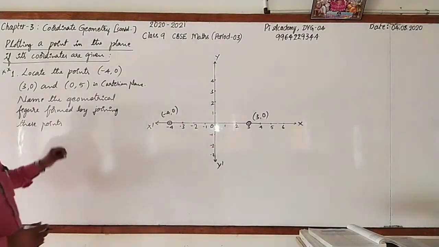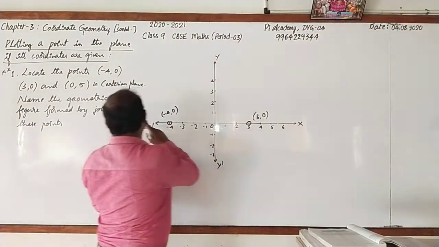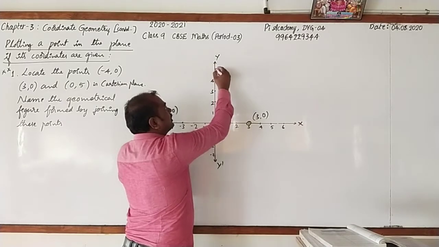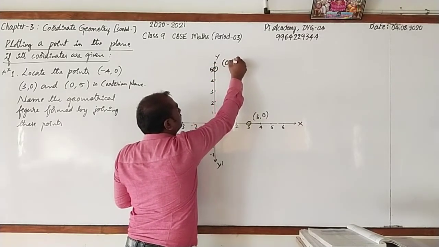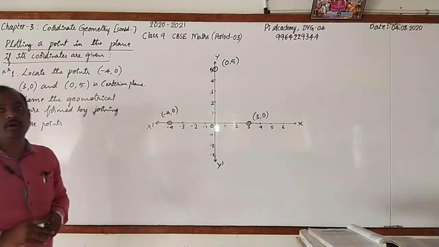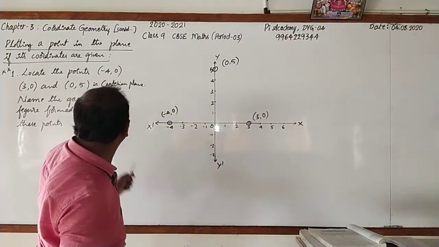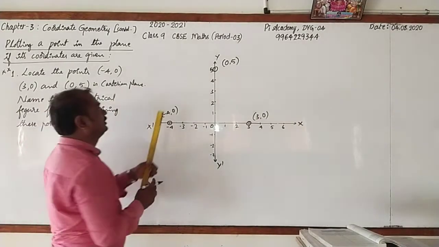Next, (0, 5). The point should lie on the y-axis. (0, 5). That comes here. I am going to mark it. It is (0, 5). Now we have located all the 3 points. What is the next step to be done? It is, we are going to join them. Let us join these points.